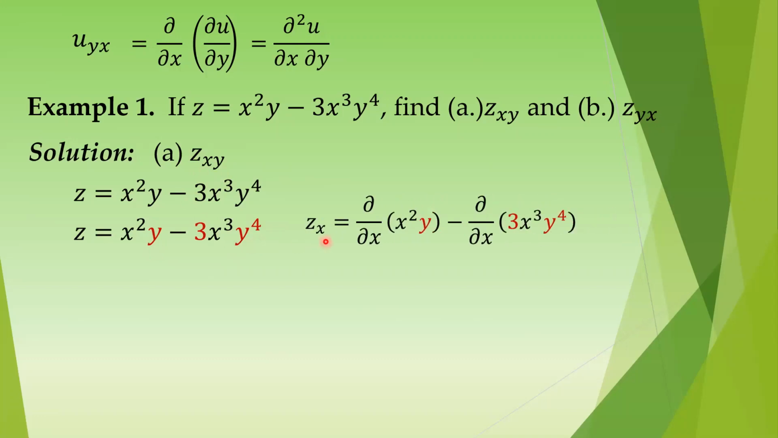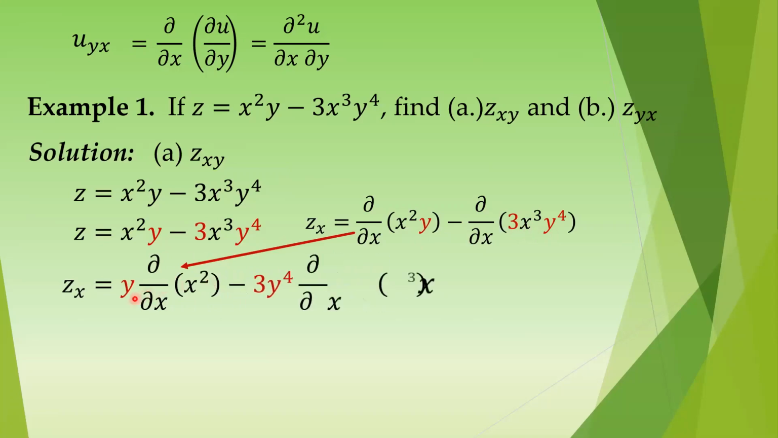So ang z sub x ay equal sa partial derivative of x squared y with respect to x minus the partial derivative of 3x cubed y raised to 4 with respect to x. So since yung y ay constant, saka yung 3y raised to 4, so pwede mo siya i-rewrite as ganito. Nilabas ko yung y, yun ay constant. Then we have partial derivative of x squared with respect to x. Labas ko yung 3y raised to 4 times the partial derivative of x cubed with respect to x. So ganun lang, pwede mo siya ilabas yung constant para mas madali i-differentiate. Para di kayo malito.